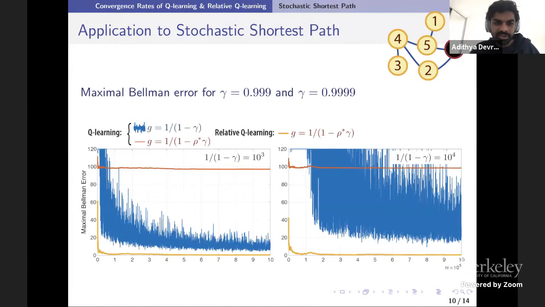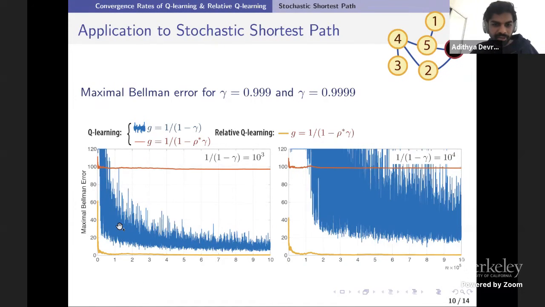So how does this perform? Here I'm plotting three different Q-learning algorithms. First is a Q-learning algorithm with the optimal step size, 1 over 1 minus gamma, that is necessary for finite asymptotic variance and a 1/n convergence rate. I'm also plotting a Q-learning algorithm with the step size that is optimal for the relative Q-learning algorithm, and I'm also implementing the relative Q-learning algorithm. I'm choosing two different, pretty large discount factors, 0.999 and 0.9999. When I implement the relative Q-learning algorithm, I compute the relative Q value function, which has a direct mapping to the Q function, and then I get the Q function from that. And I'm plotting the maximal Bellman error for each of these three algorithms.